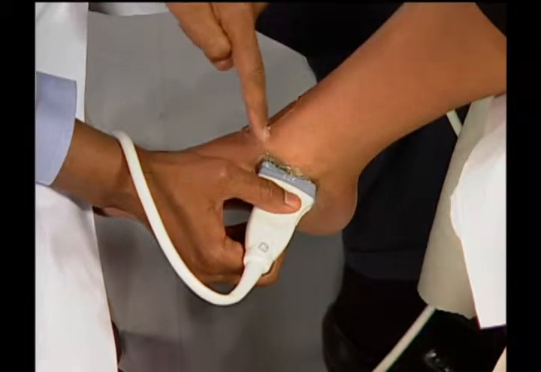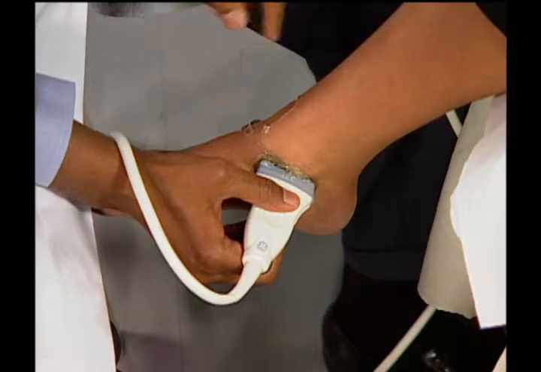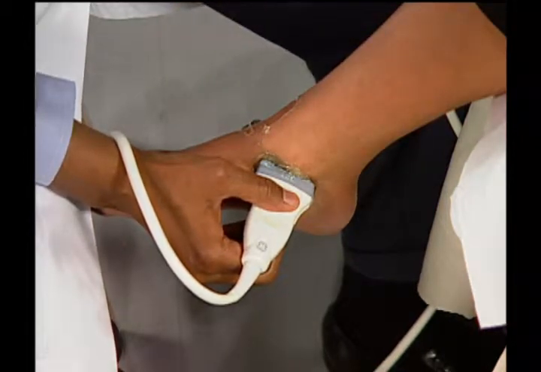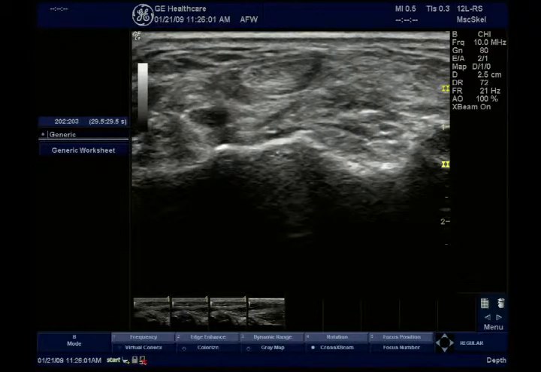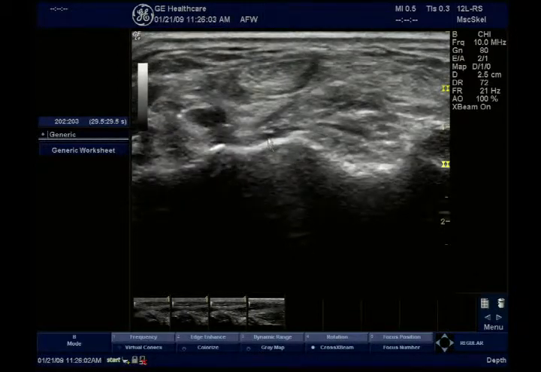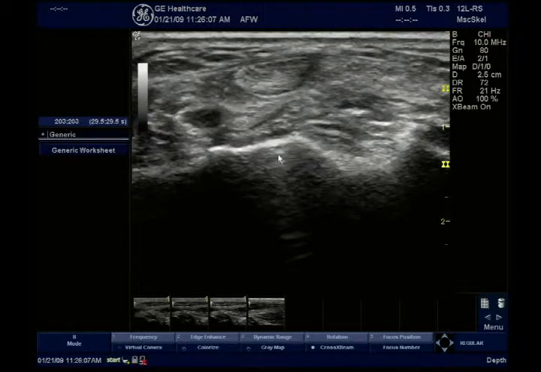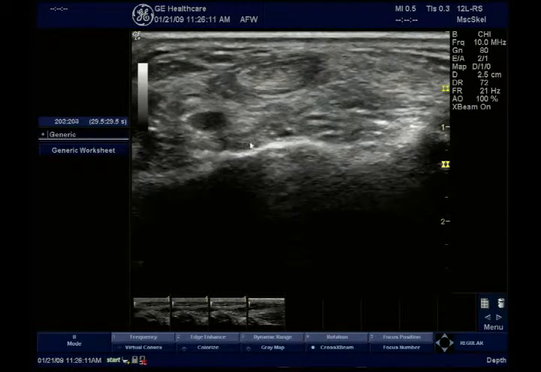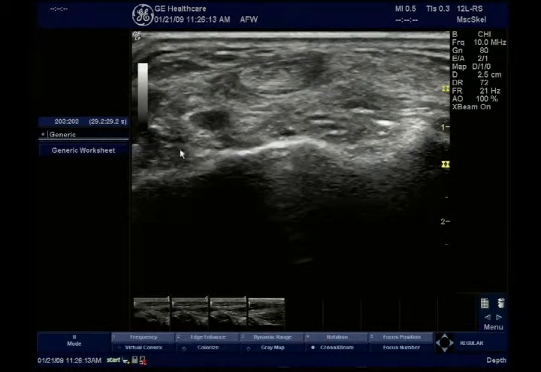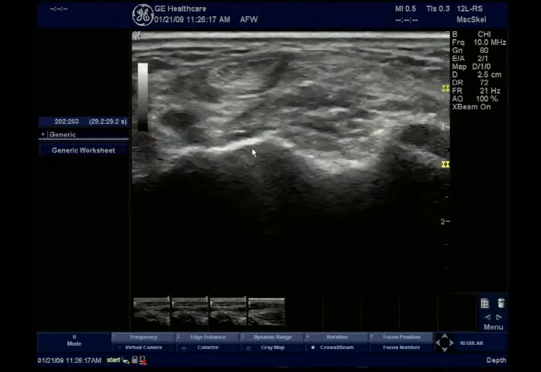Again, remember, because of the bony landmarks and sharp drop-offs of this region, you can compensate for any anisotropy by using excess gel. As we look at the images on the screen here, first identify the hyperechoic signal for the medial malleolus. The anisotropy seen here on the left is because it's an area that is not in contact with the skin, and we can compensate for that by slightly moving the transducer.